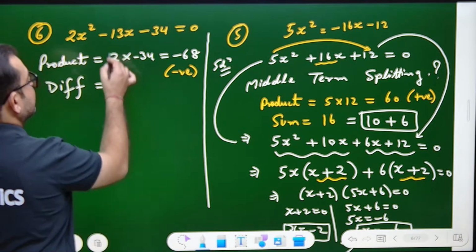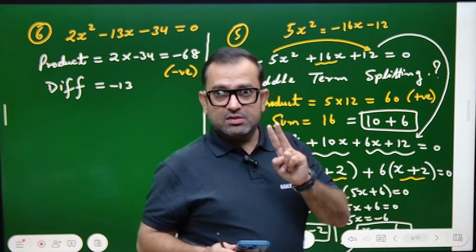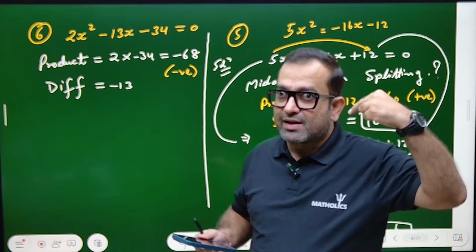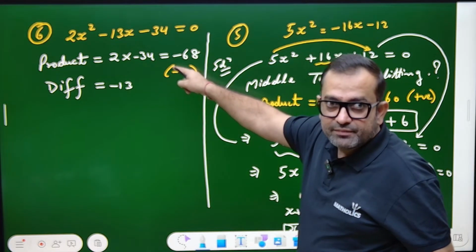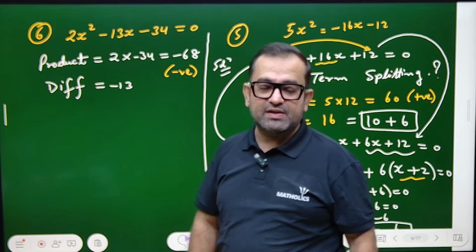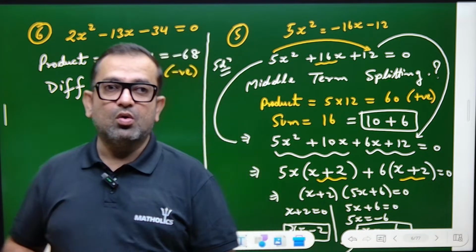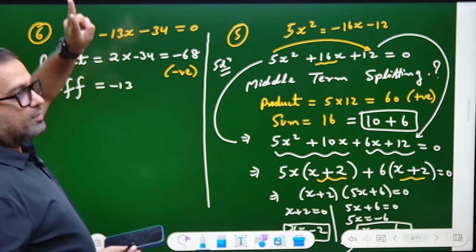What is the middle term? It is minus 13. So I have to write two numbers. Listen carefully. When I multiply them, I get minus 68. When I subtract them, I get minus 13. Tell me in the comments fast. Who can solve this riddle? Come on, who can solve this tricky question? Think of two numbers.